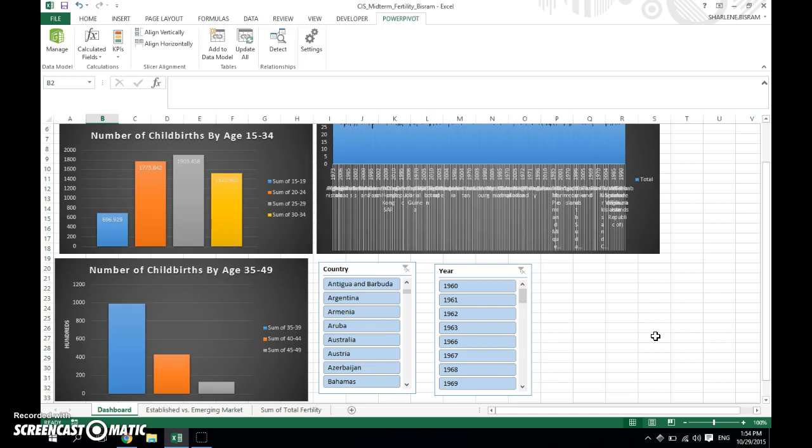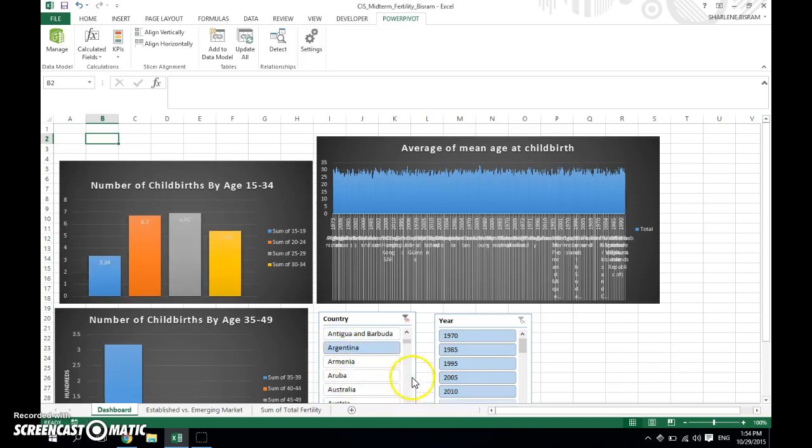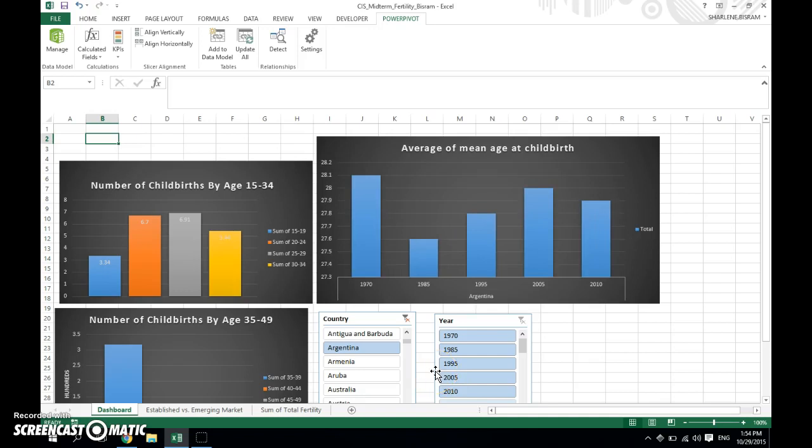I wanted to show with the third diagram, which is this one over here, that irrespective of what country you come from, birth rates do decrease as a woman gets older, regardless of year and country. For instance, if we look at Argentina, so we click on Argentina, and we want to look at Argentina across a few different years. So I'm going to select 1970, 1985, 1995, and 2005.